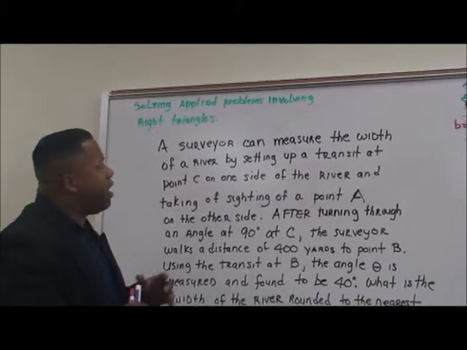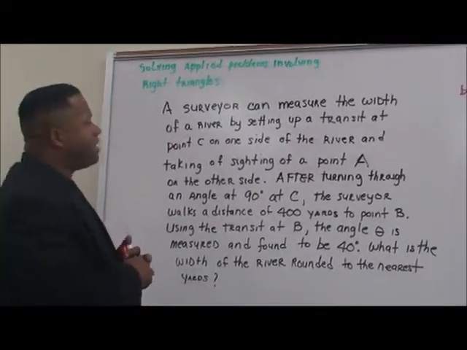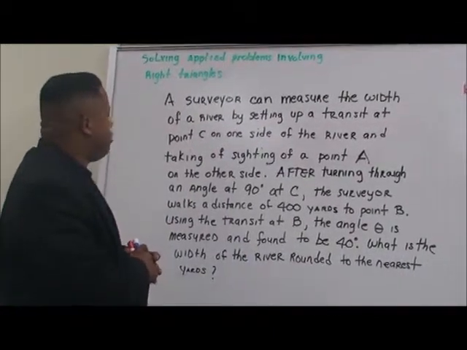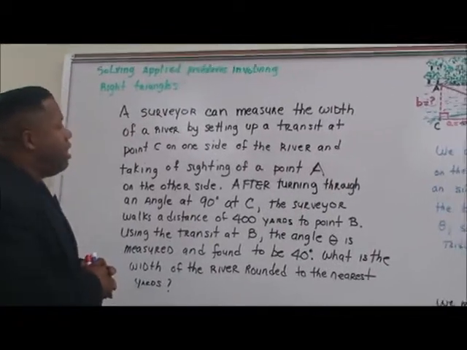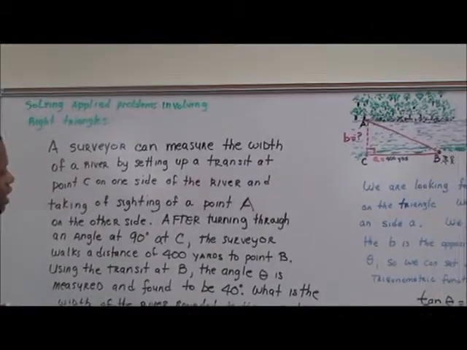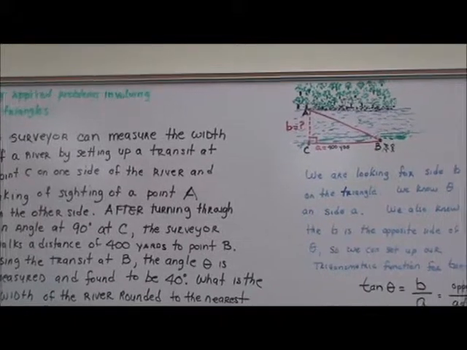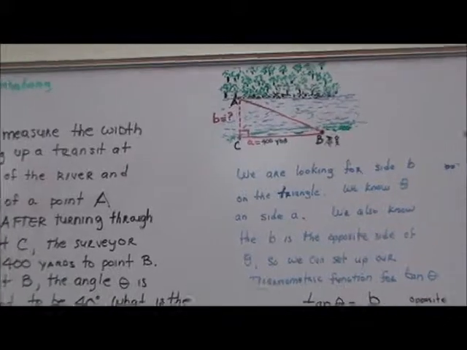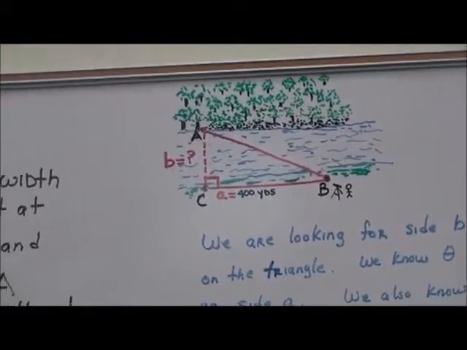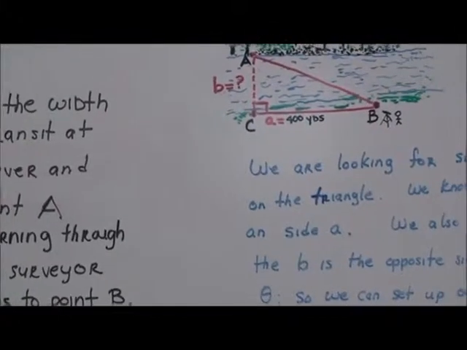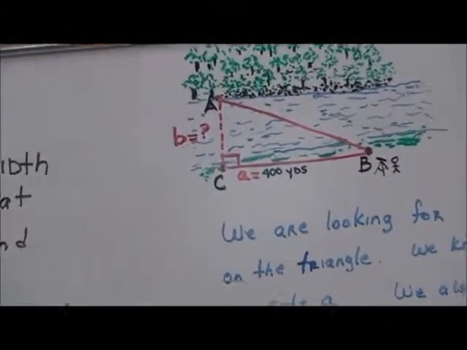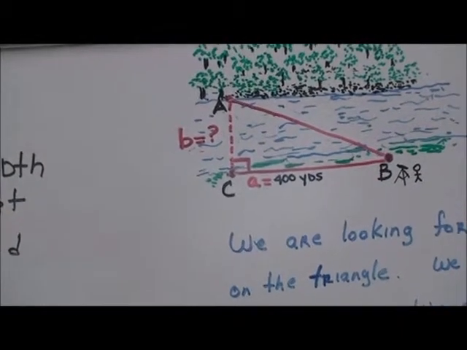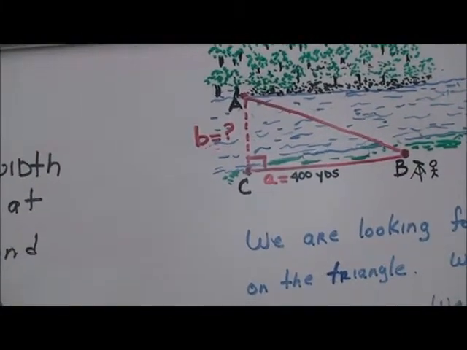A surveyor can measure the width of a river by setting up a transit at point C on one side of the river and taking a sighting of a point A on the other side. After turning through an angle of 90 degrees at C, the surveyor walks a distance of 400 yards to point B. Using the transit at B, the angle theta is measured and found to be 40 degrees. What is the width of the river rounded to the nearest yard?